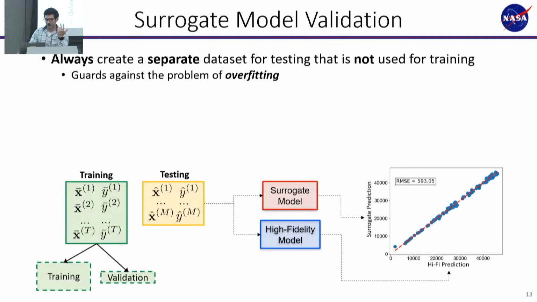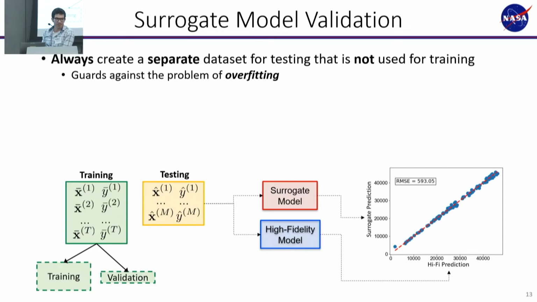So the key, I think, to surrogate modeling, and it's really just machine learning 101, is to always validate your model before deploying it. So, the key there is to always create a separate data set to use for testing that you don't let the algorithm see for training. And this guards against the common problem of overfitting in machine learning. So basically, overfitting is when your model works really well or has really low error on your training data, but doesn't generalize well.